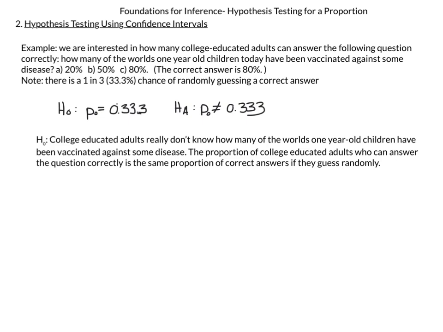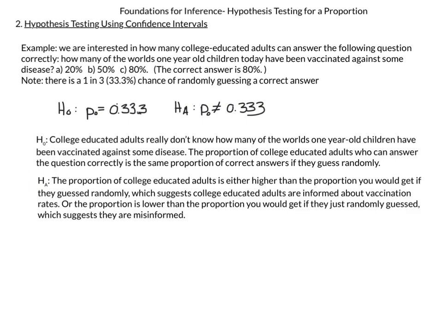So again, H naught says that college-educated adults really don't know how many of the world's one-year-old children have been vaccinated against some disease. So the proportion of college-educated adults who can answer this question correctly, well, they answered it correctly because they were just guessing randomly. The alternative hypothesis says the proportion of college-educated adults is either higher than the proportion you'd get if they guessed randomly, which suggests college-educated adults are informed about vaccination rates, or maybe the proportion is lower, which suggests maybe they are misinformed.